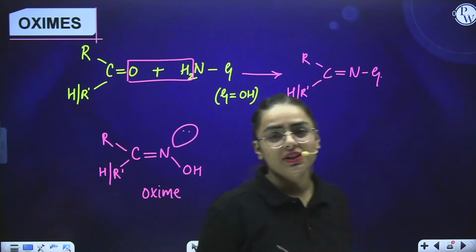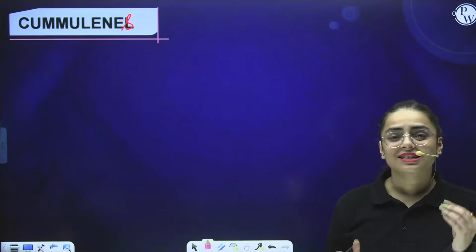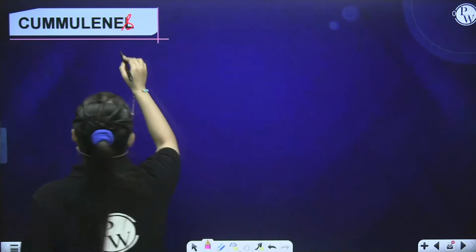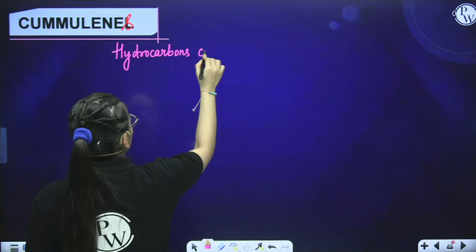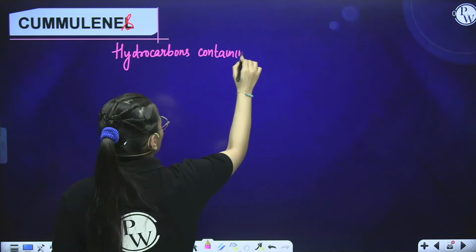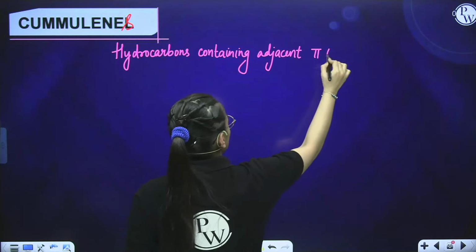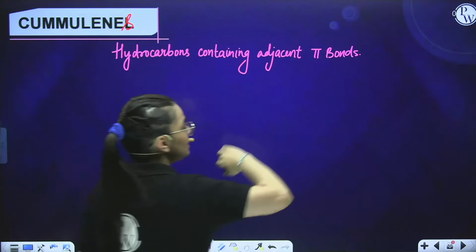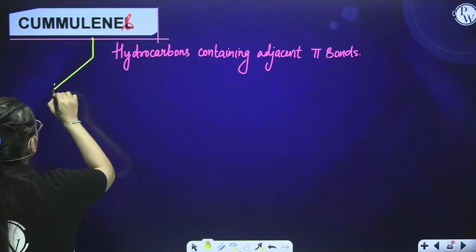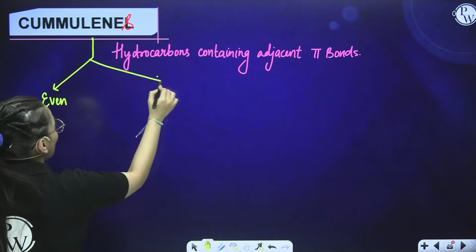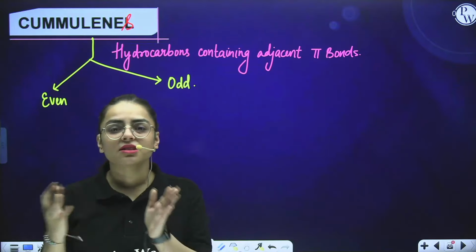Now we will move forward towards our next case, that is known as cumulenes, students. If I talk about cumulenes, basically what are cumulenes? Hydrocarbons containing adjacent pi bonds are cumulenes. Now students, we divide cumulenes into two basic categories. One is even cumulene, another one is odd cumulene, depending upon the number of pi bonds. Clear? If the number of pi bonds comes out to be an even number, then it is referred to as even cumulene.